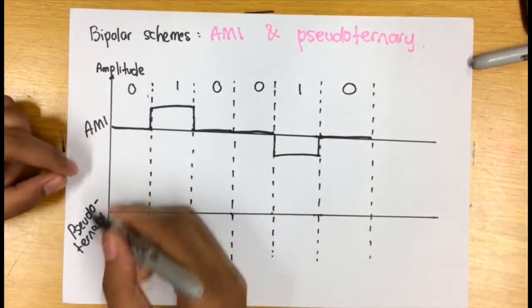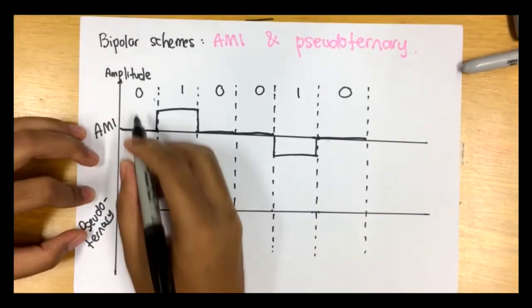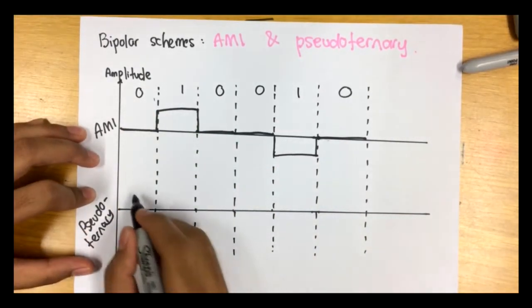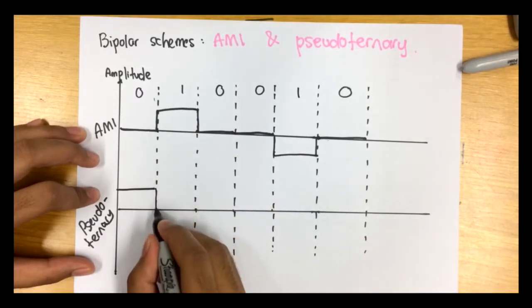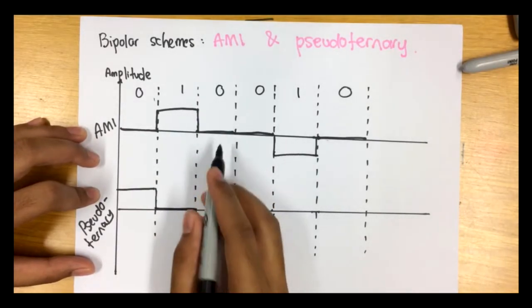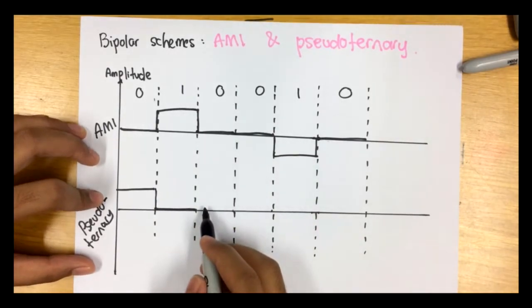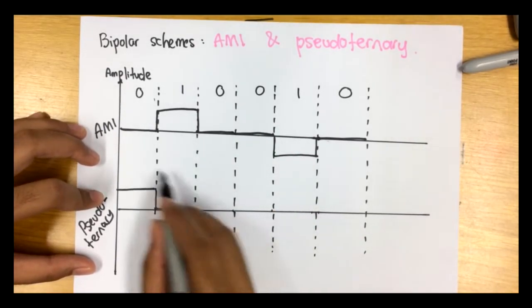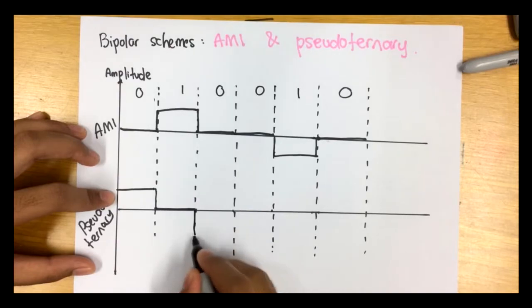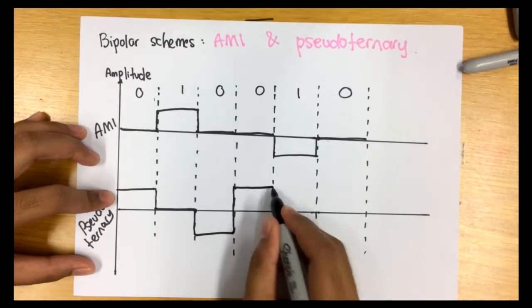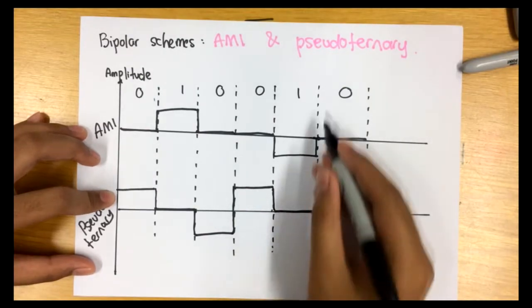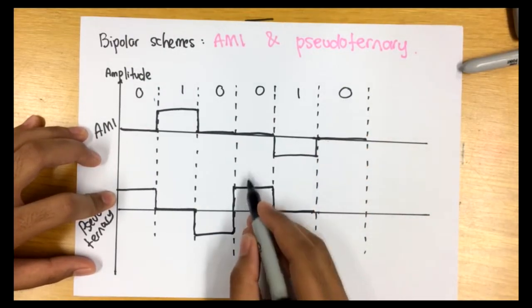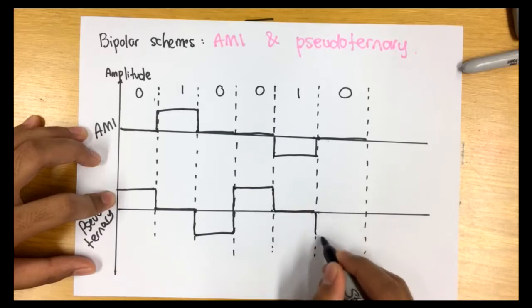Okay, and then for the pseudo-ternary, the bit is 0, and then it will become positive first, and then 1 will become 0 voltage, and then the next bit is 0. So we see the previous one is positive, and then the negative to the positive, and then the next bit is 1, stay, and the next bit is 0. So we change to the negative.